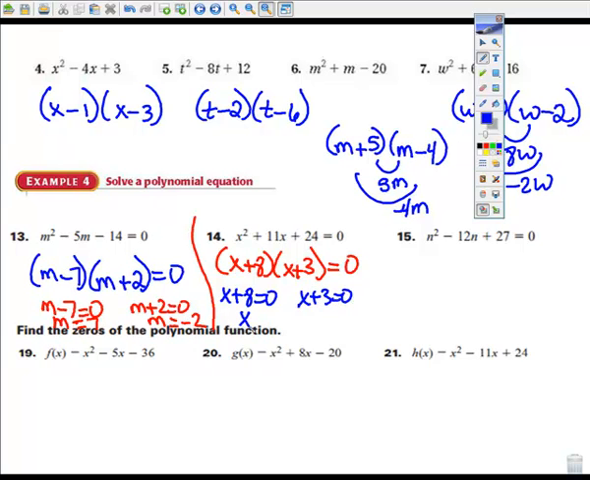And when I solve this, I'll subtract 8. So x equals negative 8. Subtract 3, x equals negative 3.